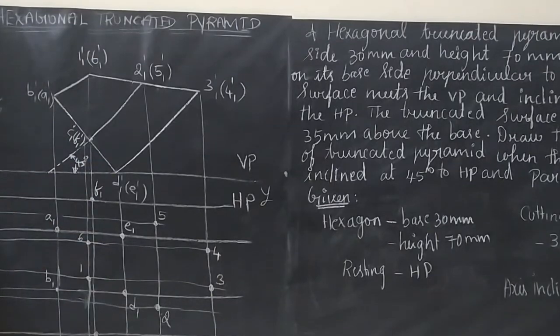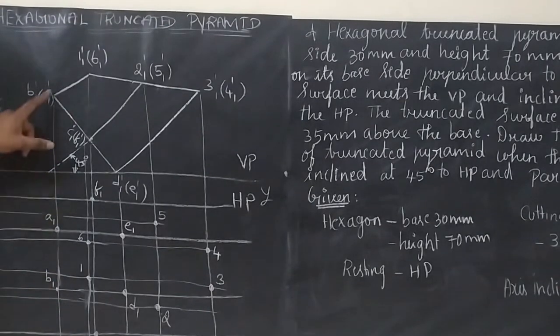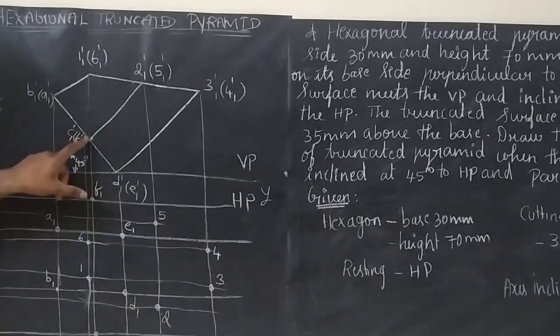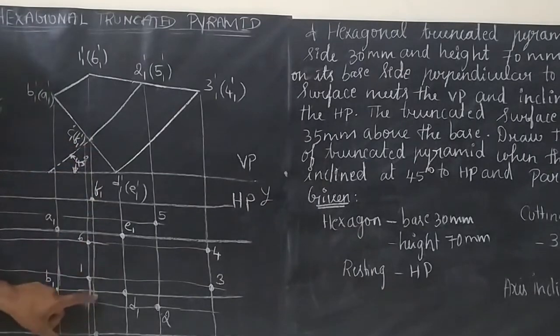So these lines will be meeting. See, this B and this B will be meeting at this point. This A and this A will be meeting at this point. This C and this C will be meeting at this point, and this F and this F will be meeting at this point. So A, B, D, C here.